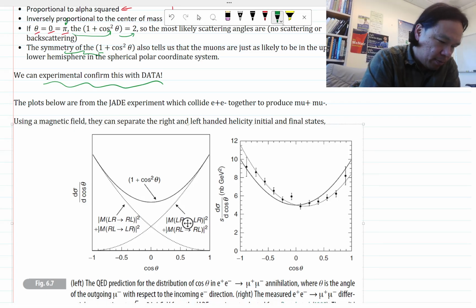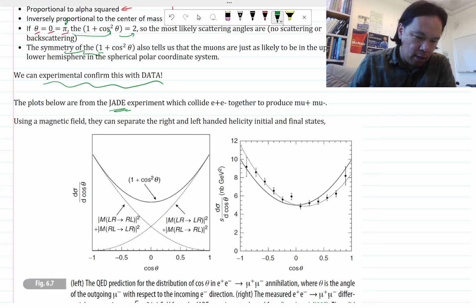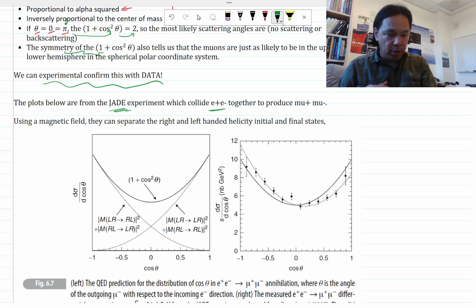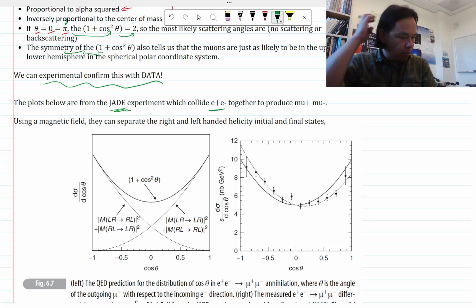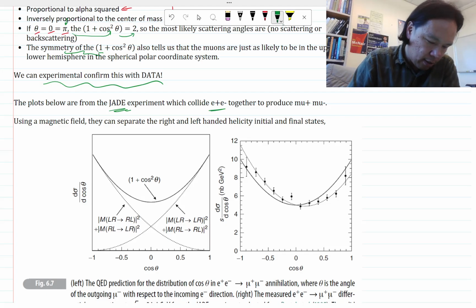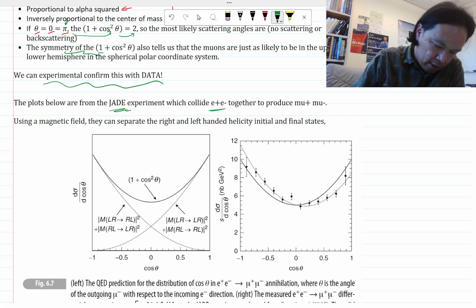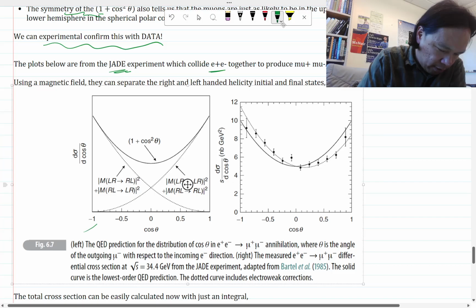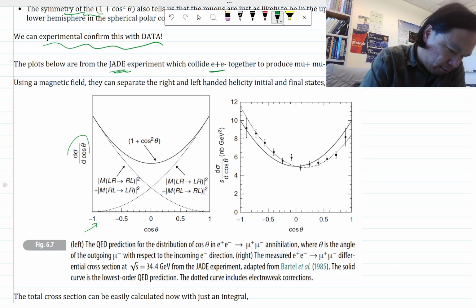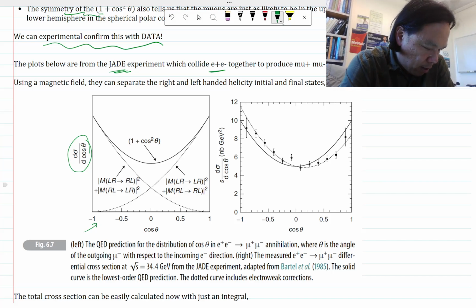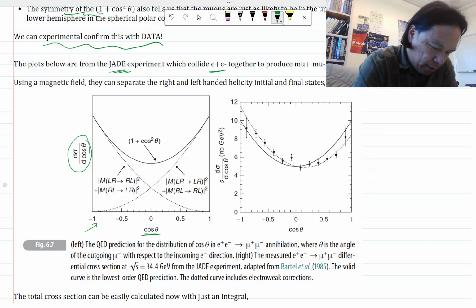The plots below are from an experiment called JADE, where they collided e plus e minus together, and sometimes it produces mu plus mu minus. They capture these and even measure the helicity of these particles, and therefore they can differentiate the different parts of the differential cross section that we just calculated. Let's go through and read this plot. Let's start with the left-hand plot. This is the differential cross section plotted versus cosine theta.